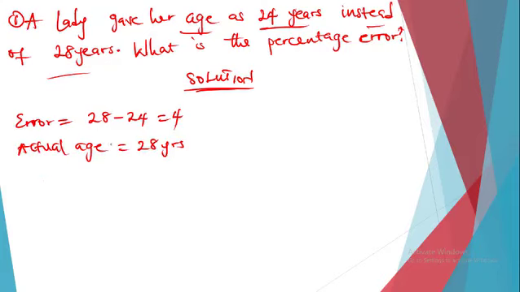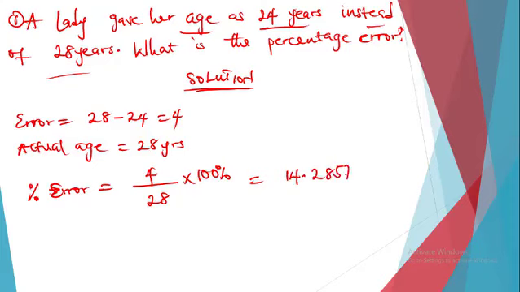Do we understand? So the percentage error will then be equal to 4 over actual age, which is 28, times 100%. Okay, now what would that give us? We'll have 14.2857% approximately, so we have 14.29%.